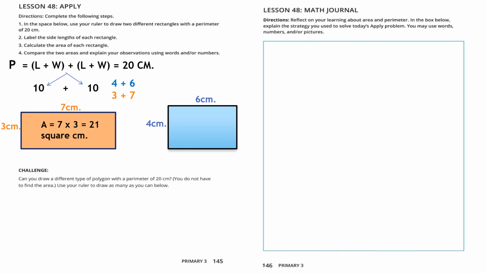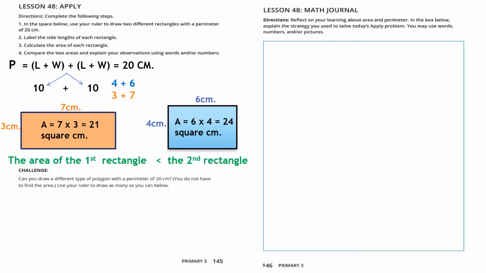Here we want to find the area. It will be length times width also. So 6 times 4 or 4 times 6 equals 24 square centimeters. Here we have two different areas. The first area is 21 and the second area is 24. So the area of the first rectangle is smaller than the second rectangle.